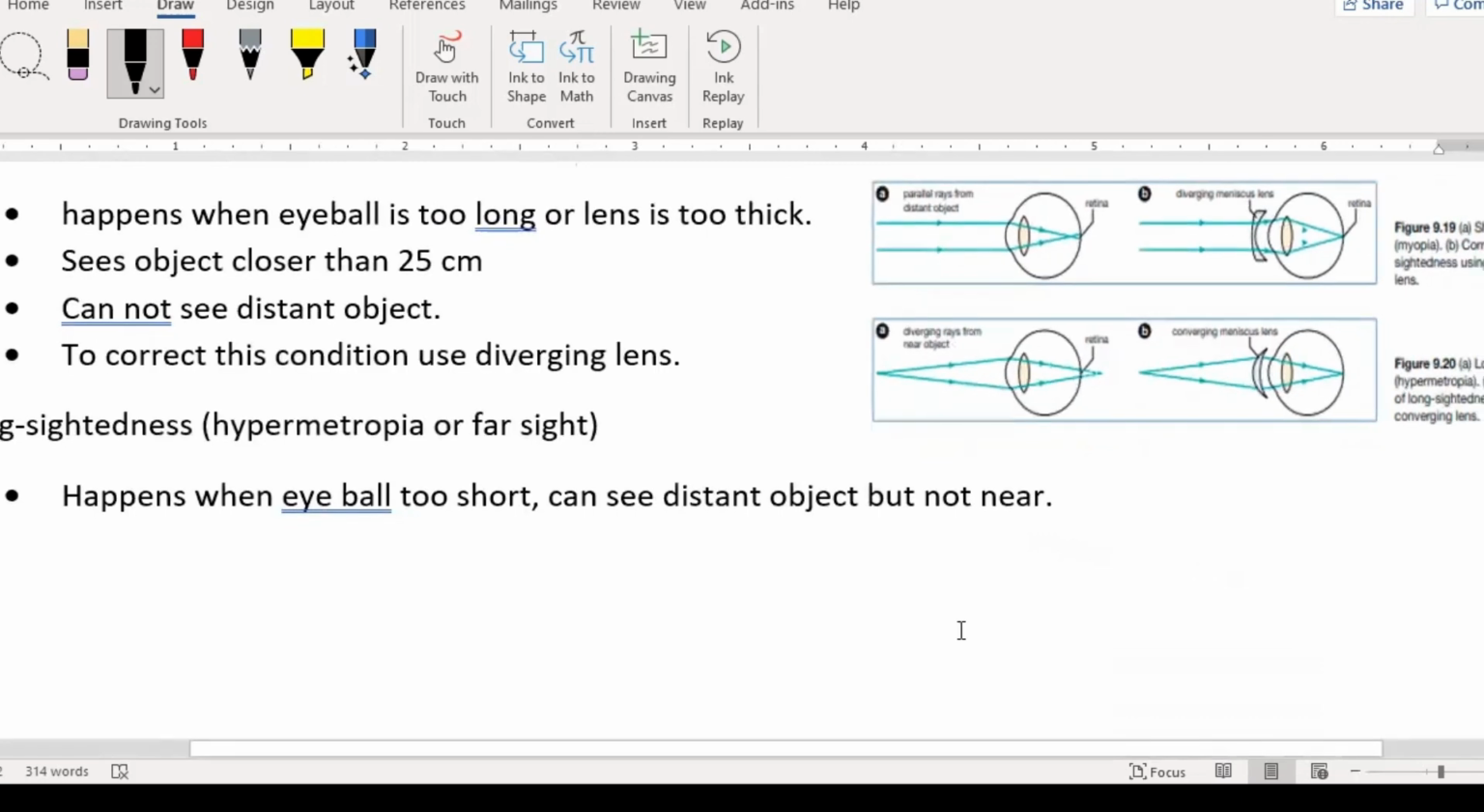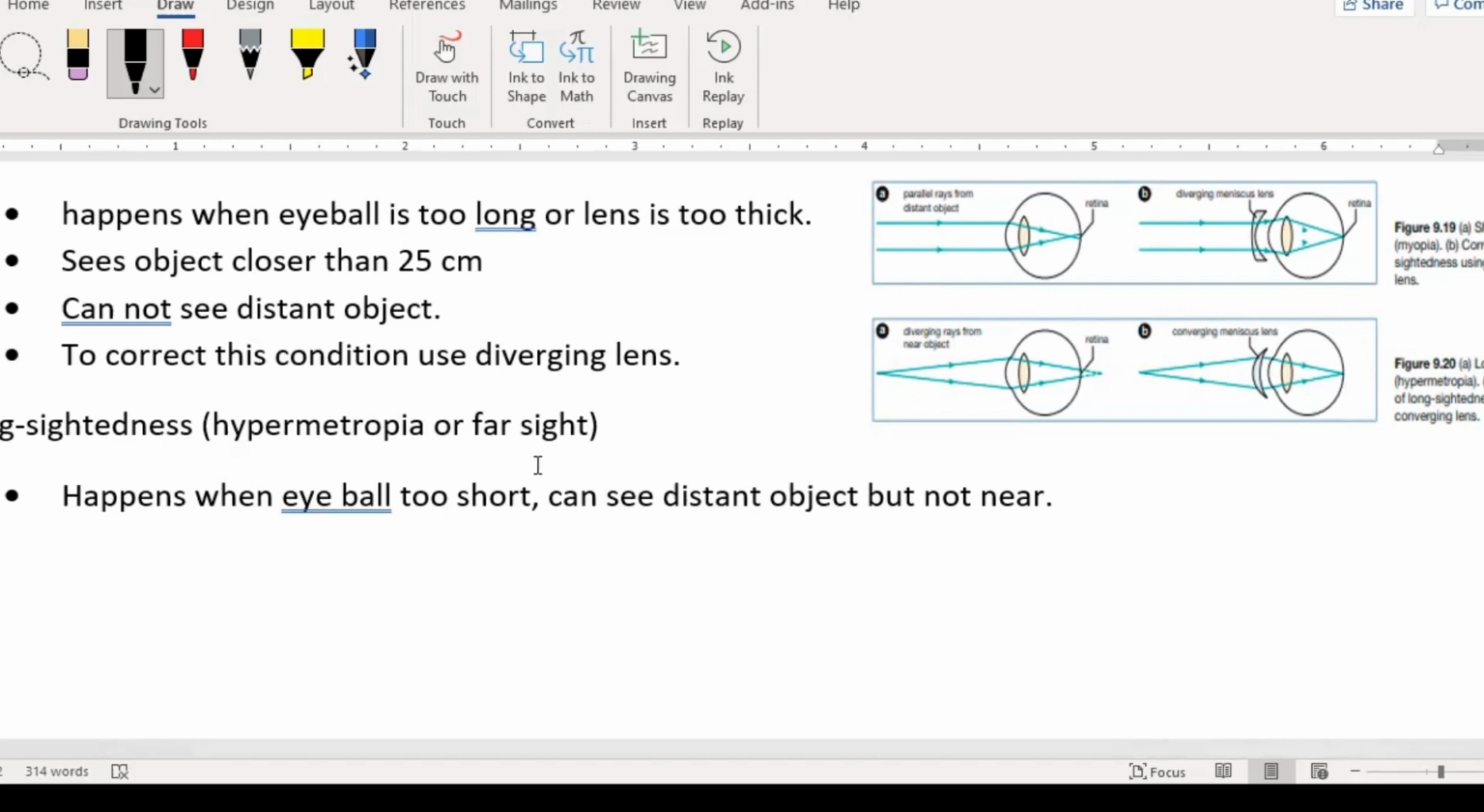All right. For long-sighted, this is considered to be hypermetropia, and it's just kind of like the opposite of short-sighted. In this case, the eyeball is too short, or the lens is too thin. And in this case, the person can see distant objects but cannot see near objects.